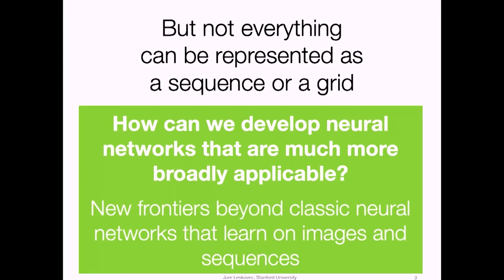And really, if you think for half a second, you quickly realize that not everything can be represented as a fixed-size grid or as a linear sequence. So the question then becomes, how do we develop neural networks that are much more broadly applicable to complex data types and allow us to extend the notion of representation learning, deep learning, to much richer and much more interesting domains? This really opens frontiers beyond classical neural networks that, as I said, learn on sequences and learn on fixed-size matrices or grid graphs.